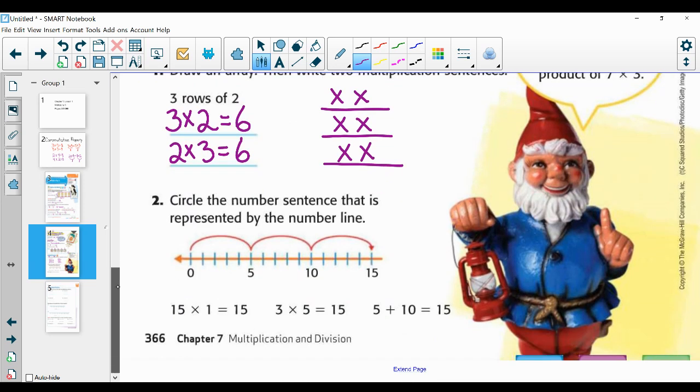Okay? Now we're going to circle the number sentence that's represented by the number line. So I need to really look closely at my number line. The first thing I want you to do is number the hops. Pause the video while you do that. Okay, hop 1, hop 2, hop 3. Now I want you to trace the spaces and count them in between each hop. Pause the video while you do that.